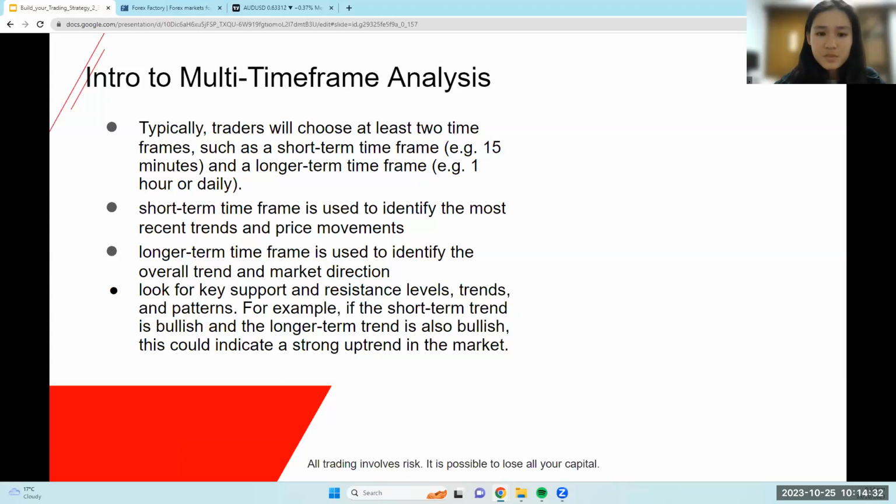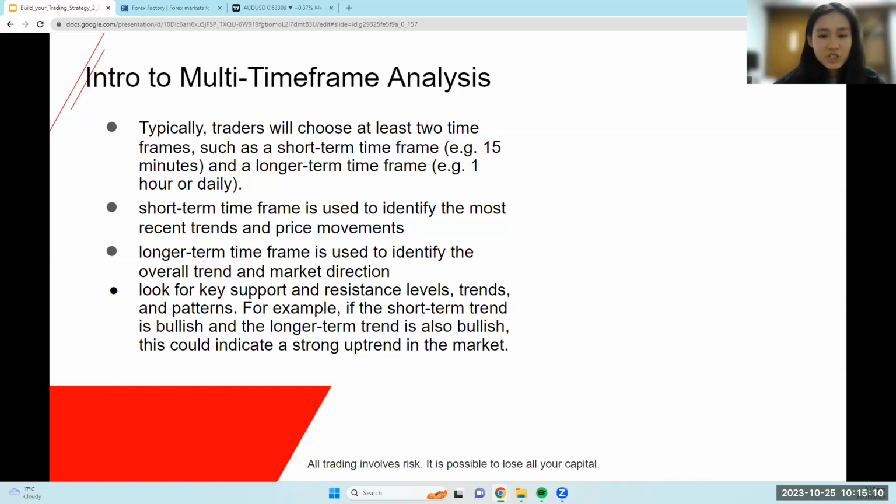Okay, so here's just a brief intro into multiple time frame analysis, since we are briefly talking about time frames. So the multi-time frame analysis is a trading strategy that involves analyzing the market from multiple time frames, like I mentioned earlier. As a beginner trader or even as an expert trader, it basically helps you to get a better understanding of the market and make more informed trading decisions.